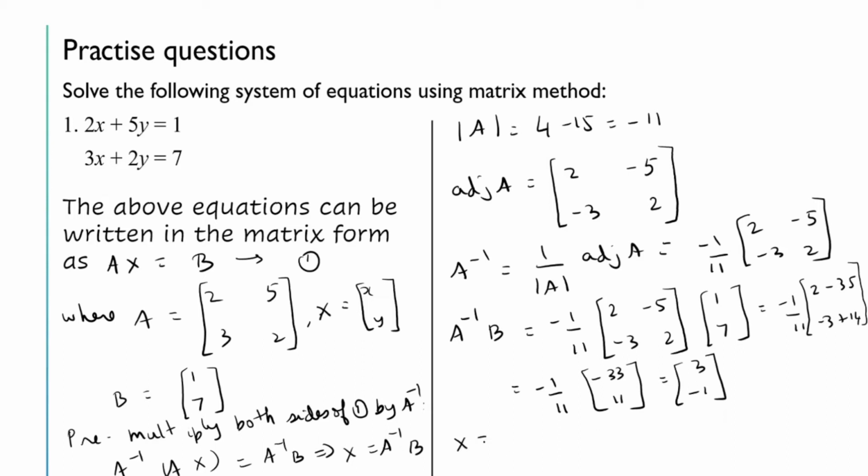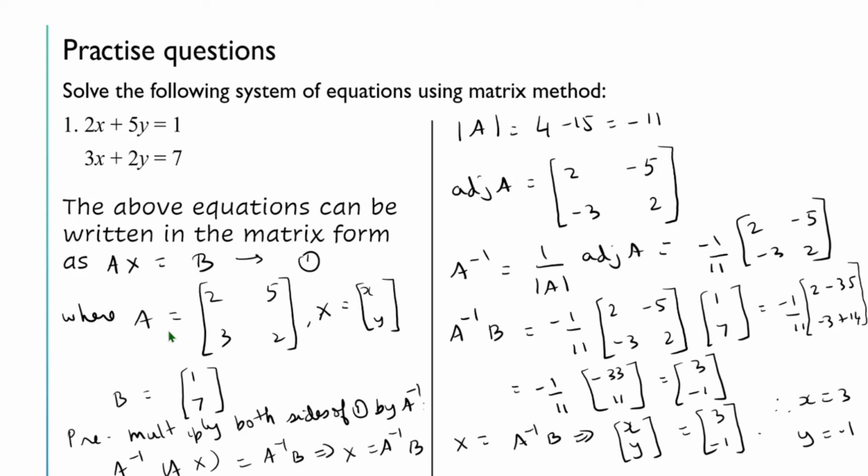So X is equal to A inverse B implies X is nothing but the matrix XY equal to A inverse B. We got it as 3 and 1. So from this we have, therefore X is equal to 3 and Y is equal to minus 1. So this is how we have to use matrix method to find the value of X and Y.